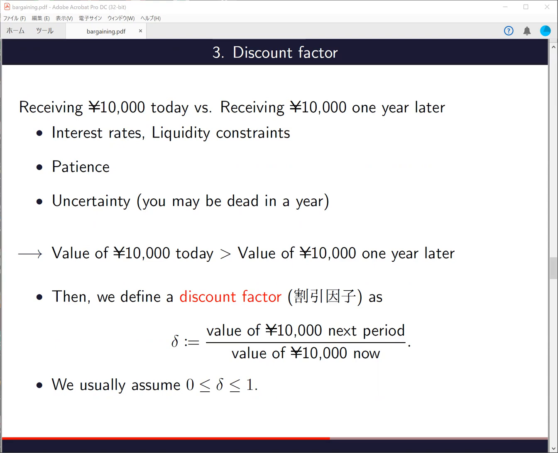To capture this idea, we introduce something called the discount factor delta, which is the ratio given by the value of something in the next period over the value of the same object today. Since the numerator is smaller than the denominator if the future is discounted, we assume that the discount factor is smaller than 1.